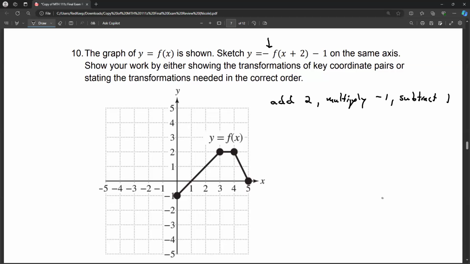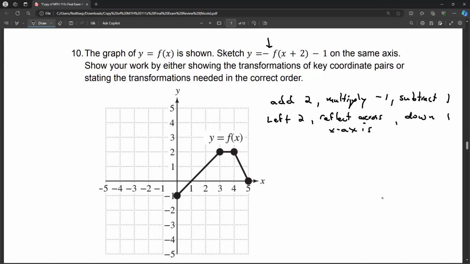Okay, so let's see how this looks. Adding 2 on the inside of the parentheses will move this to the left 2. Multiplying by -1 is going to reflect across the, which axis? The x-axis. And then subtracting 1 is the nice one, just moves down 1 unit.